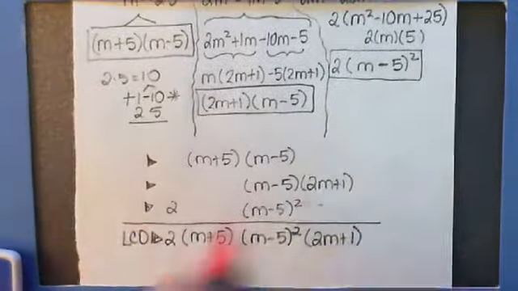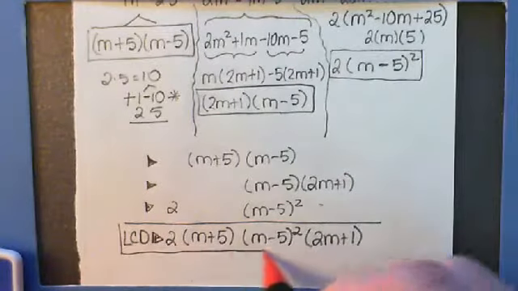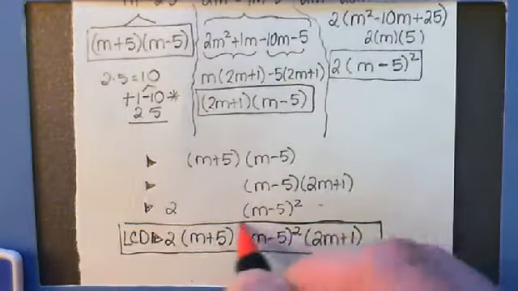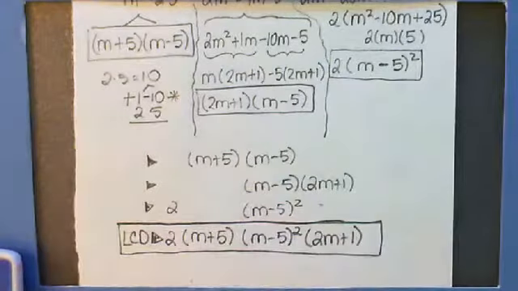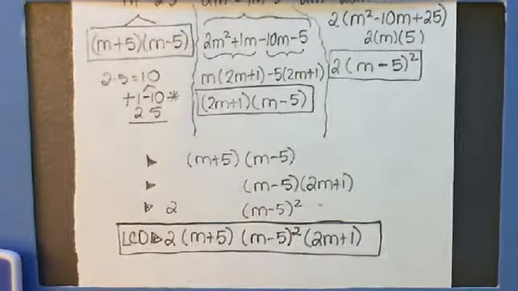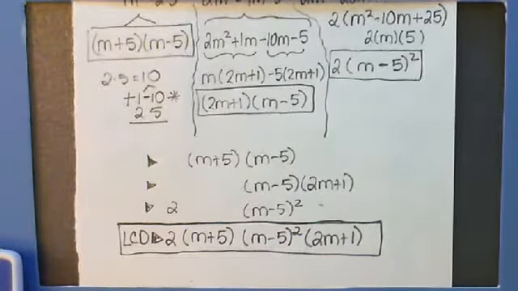So right there, I found my LCD, my least common denominator for these three rational expressions. Okay? Alright.